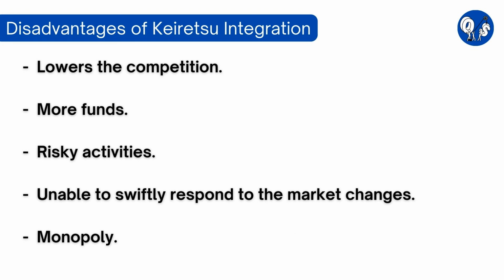Let's discuss disadvantages of Keiretsu. Such a group lowers the competition between the member companies and this may result in complacency and inefficiency. It is also possible that firms within the group take on more funds than they need. Also, they may take up risky activities. This is because funds are easily available to the member companies. Since such groups are big, they may be unable to swiftly respond to market changes. Such types of groups may lead to monopoly as well.